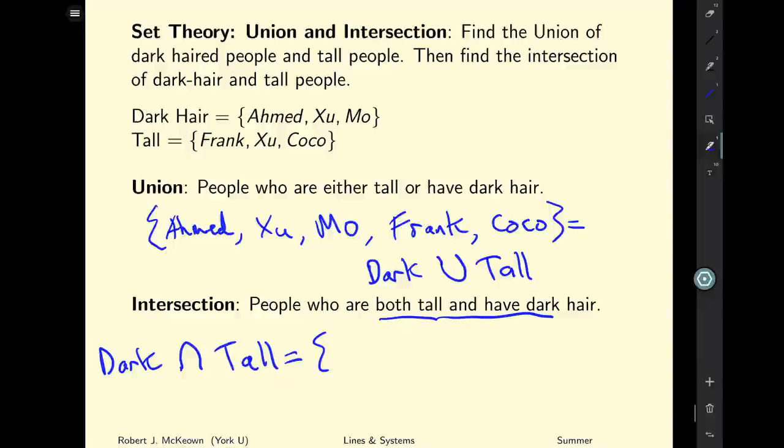Zhu has both dark hair and is tall. Mo has dark hair, but he's not tall. Frank is tall, but he does not have dark hair. And Coco is tall, but she does not have dark hair. So the intersection of these sets is just Zhu.